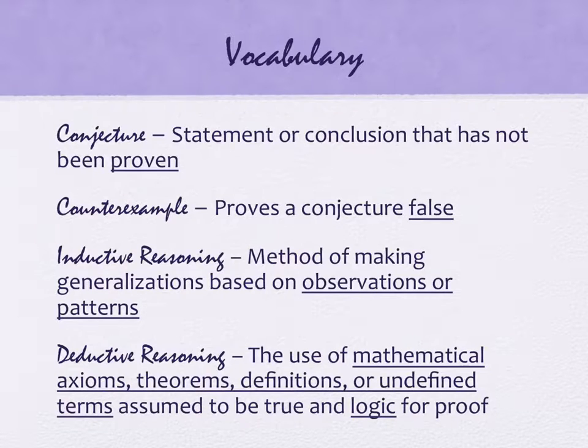So just some vocab so that we are all talking about the same things. A conjecture is a statement or conclusion that has not been proven. Similar to a hypothesis. It's what you expect to happen. It's what you believe is happening. That's called a conjecture. A counterexample is an example showing that the conjecture is false. So you're proving that it's not true.